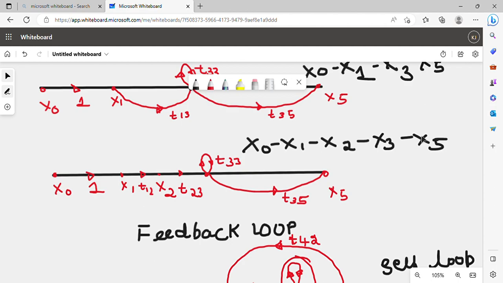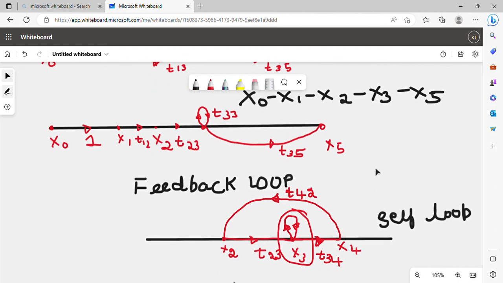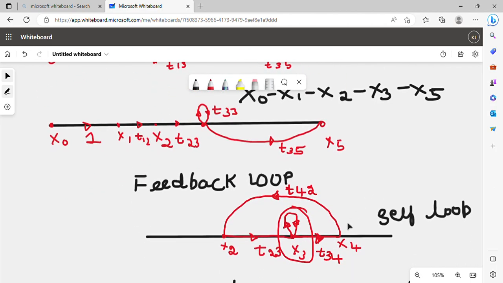And my next one is, what is my feedback loop? My feedback loop is a path that originates from one node and terminates at the same node, and it goes through one or more other nodes, but it will not trace any node repeatedly. That is what I call a feedback loop.